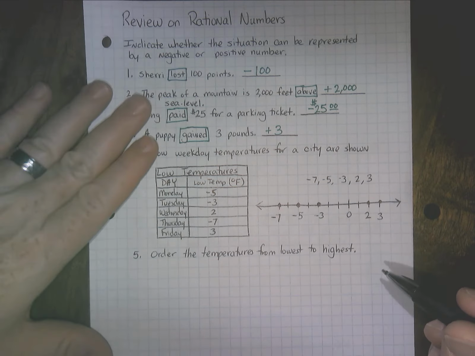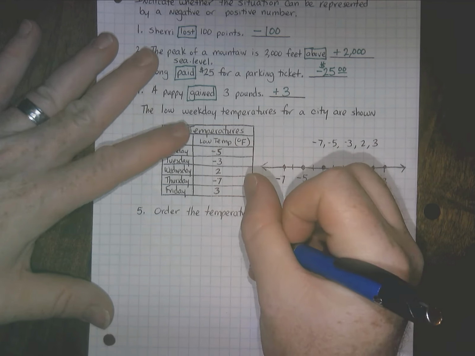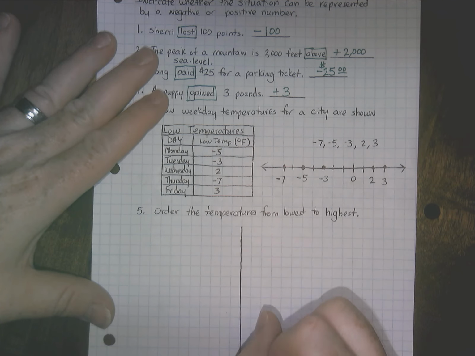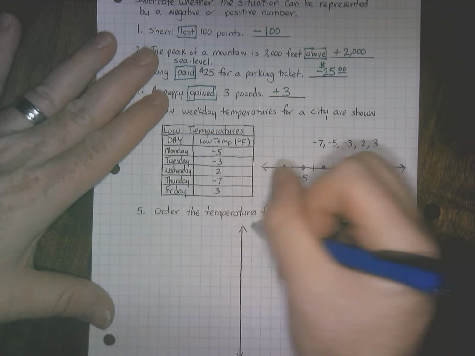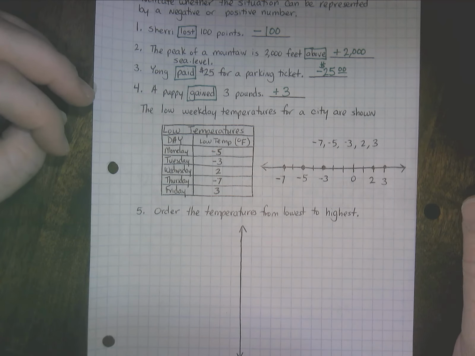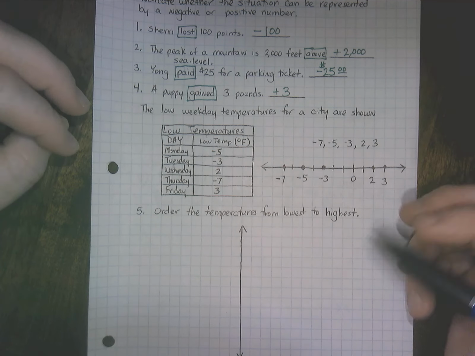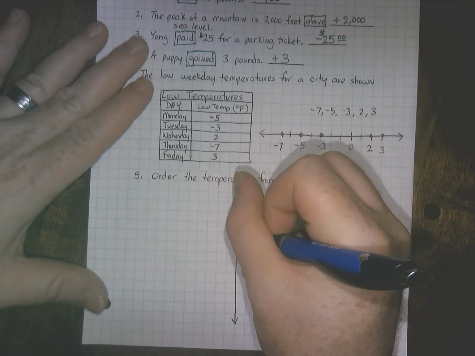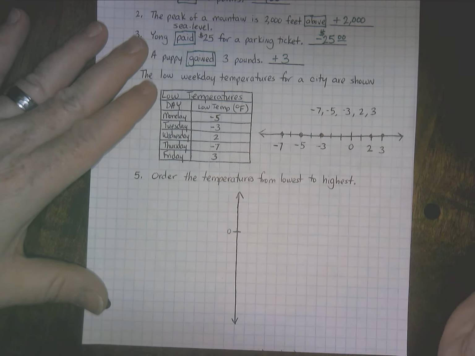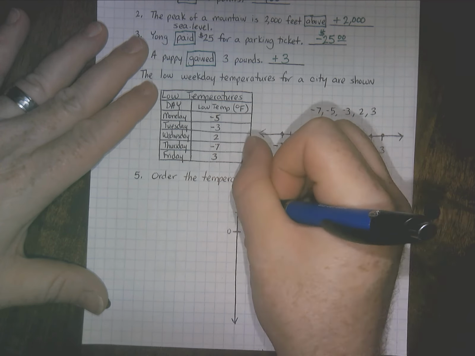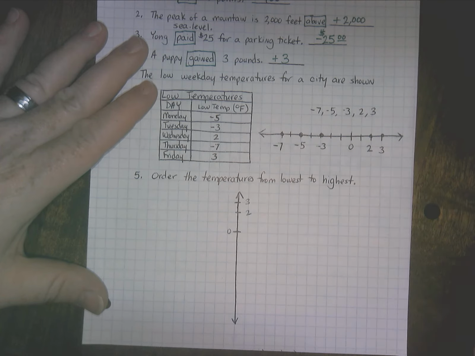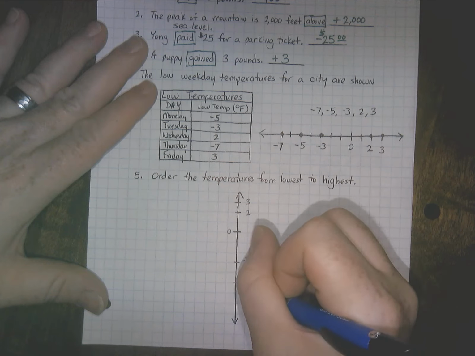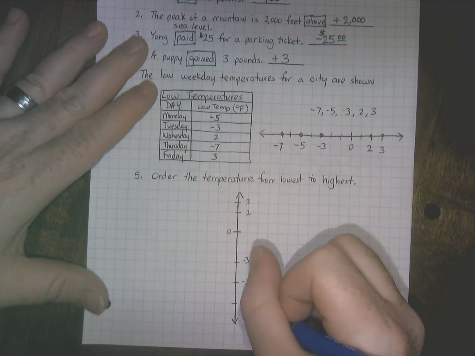You could also do a vertical number line. A vertical number line might make a little bit more sense because typically temperatures are found on a thermometer, and typically those numbers run up and down. So let's say we had 0 here. You've got 1, 2, 3. So you've got 3 and 2 here. -3 is right here. -5 is right here. And then -7 is here.